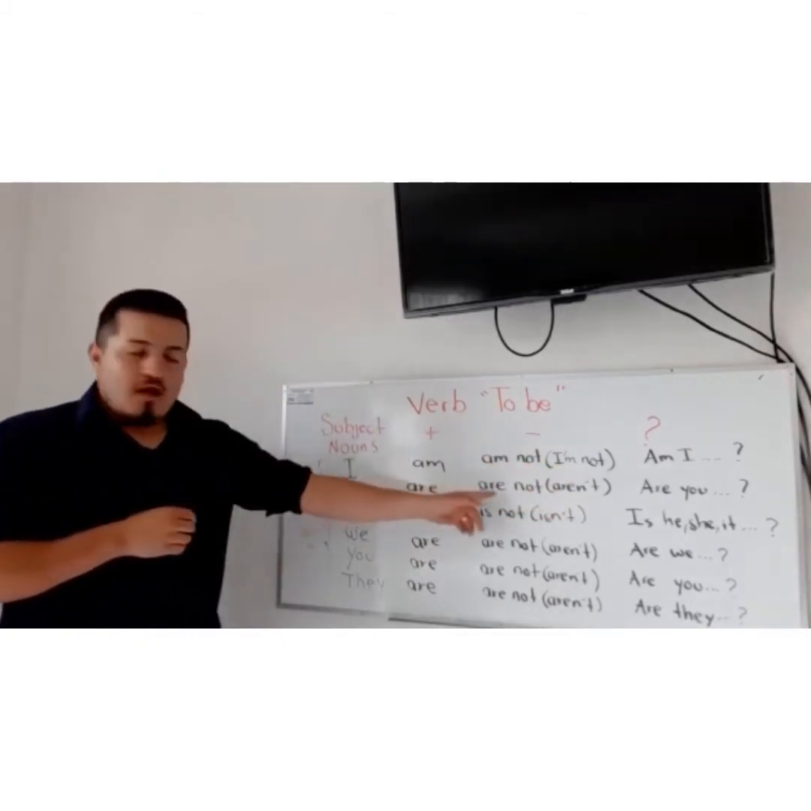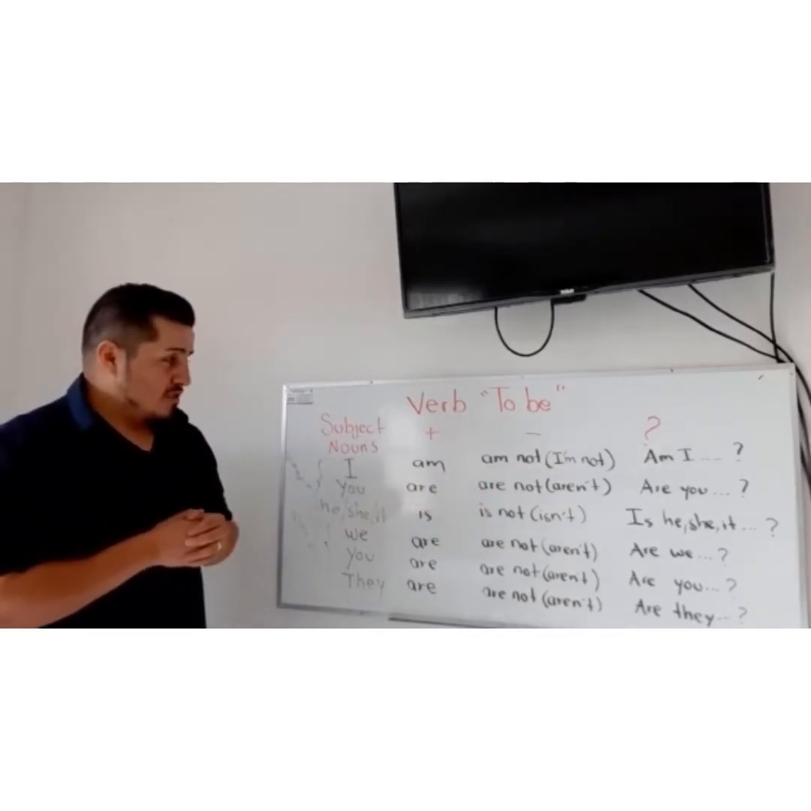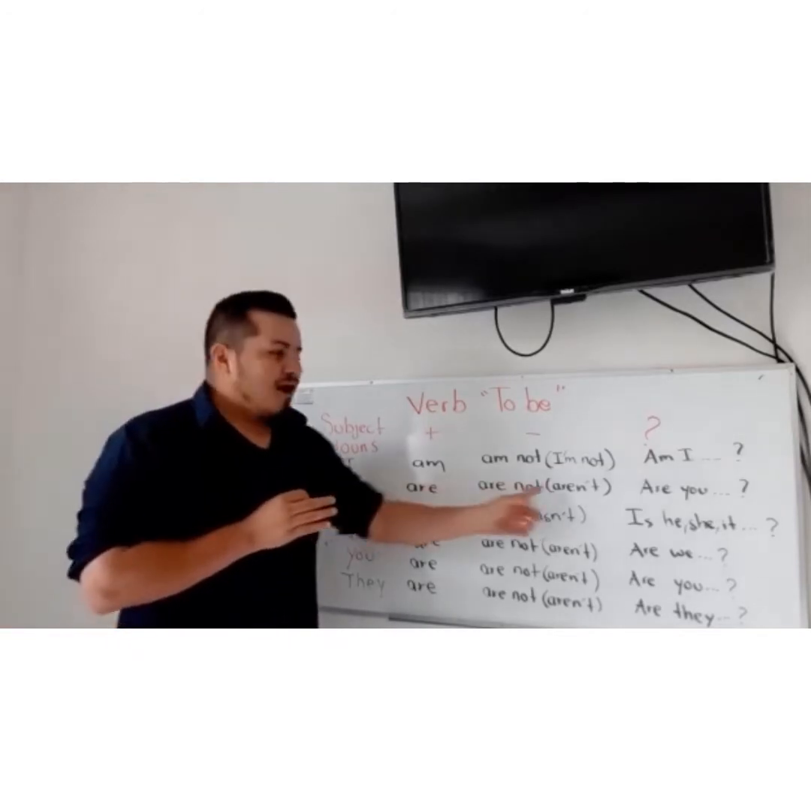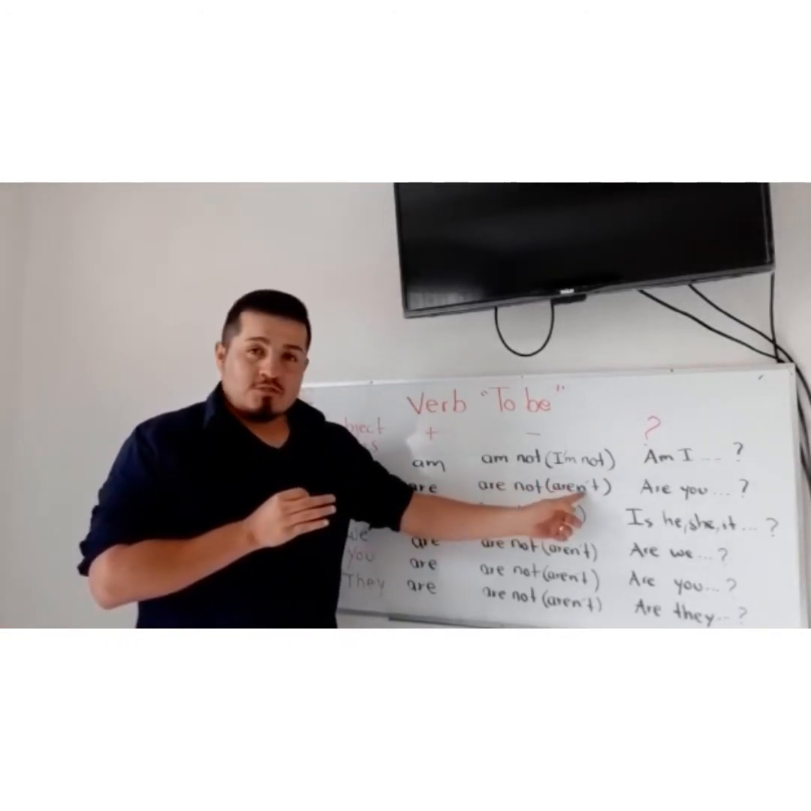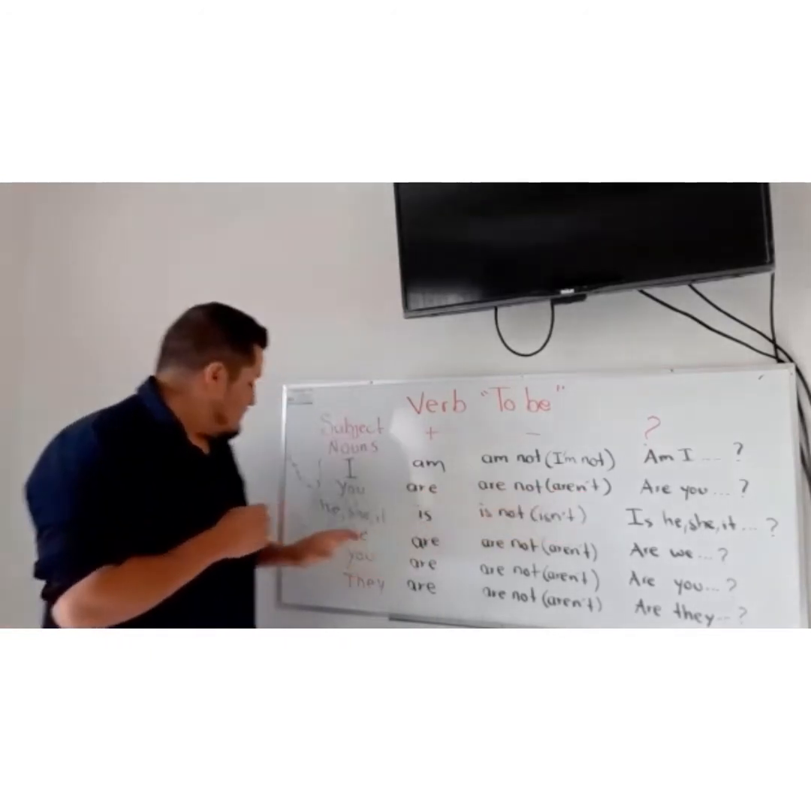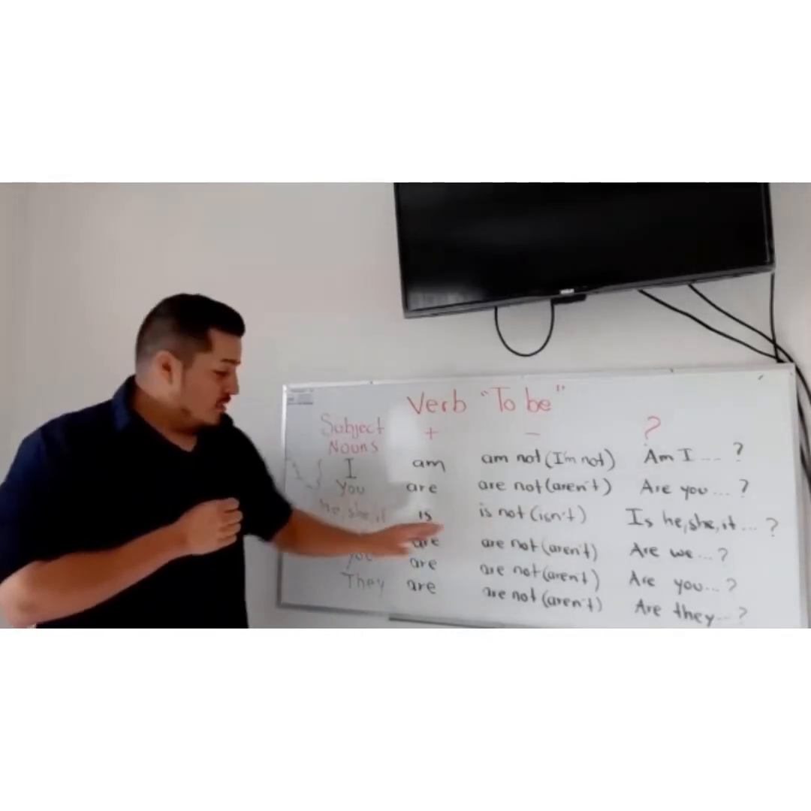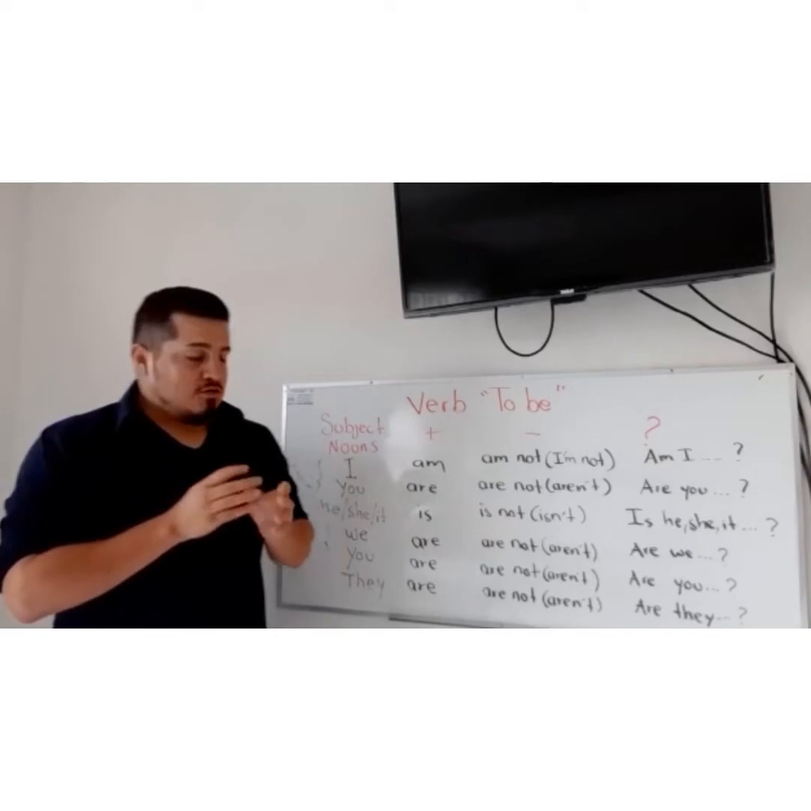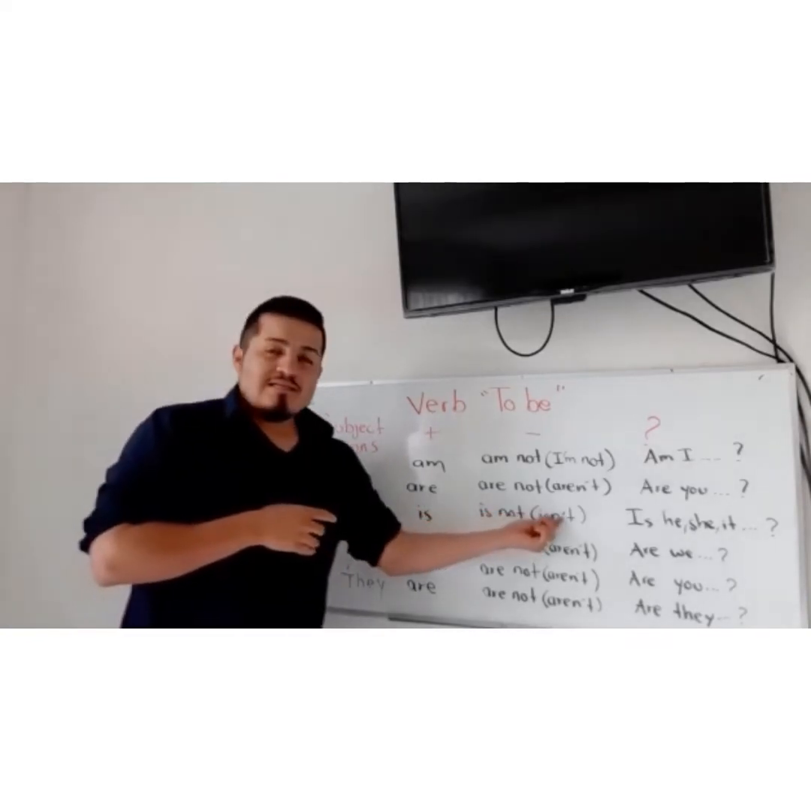You are not. Tú no eres or tú no estás. The contraction for that would be you aren't. You aren't. Tú no eres or tú no estás. He is not. She is not. It is not. The contraction for those would be isn't.